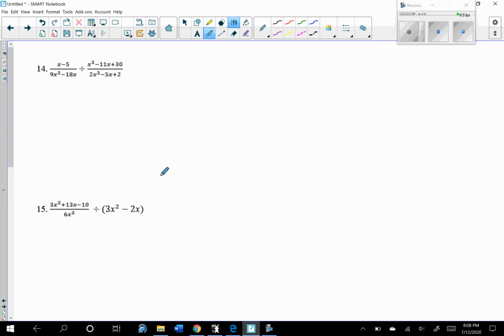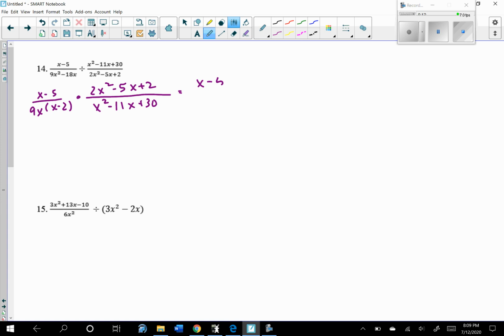Why don't you go ahead and see if you can do number 14 on your own. When you're done, you can unpause the video to check your work. So for question 14, again, same thing. First thing I'm going to do is change this to multiplication and flip this fraction. So we have x minus 5, and then here, I'm going to factor out the GCF while I'm doing this, so that would be 9x times x minus 2. This becomes multiplication. And then in my numerator, this becomes 2x squared minus 5x plus 2. This goes in my denominator, x squared minus 11x plus 30.